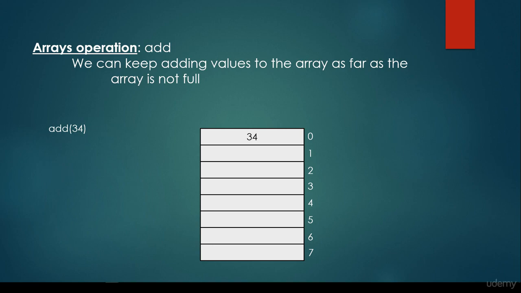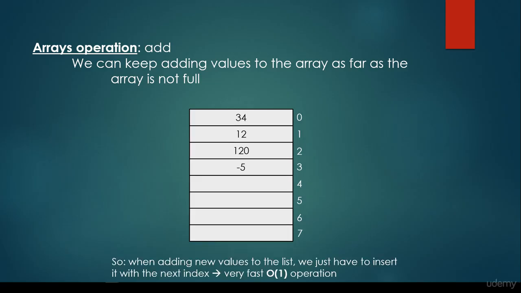It's going to be the first item, so we are able to get it with the help of index 0. We are going to add 12. We are able to get this value with the help of the index 1. Then we are able to insert, for example, 120. It's going to be the index 2, then -5. So we can come to the conclusion that when adding new values to the list, we just have to insert it with the next item possible.